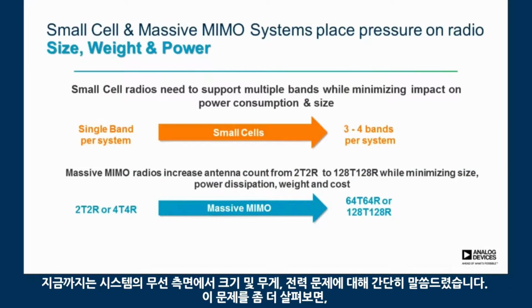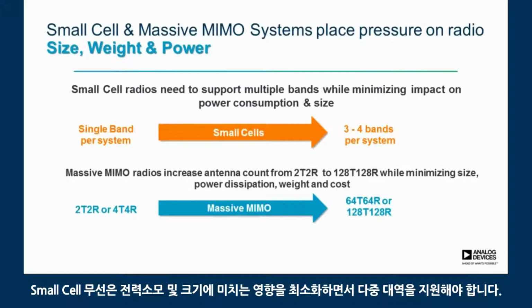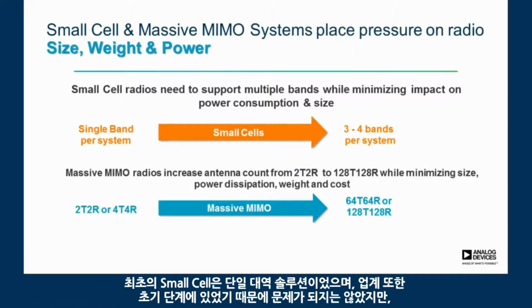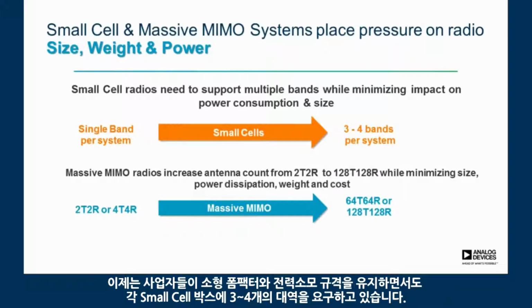Okay, so I talked a little bit about the size, weight, and power issues on the radio side in these systems, but digging into that and adding a little color. Small cell radios need to support multiple bands while minimizing the impact on the power consumption and size. So the first small cells were single band solutions, and that was fine as the industry was kind of in its nascent stage. But now operators are demanding 3 to 4 bands in each small cell box, while remaining within the small form factors and power consumption budgets.